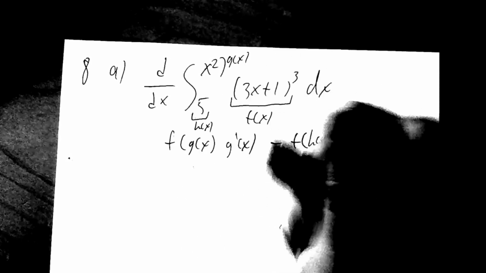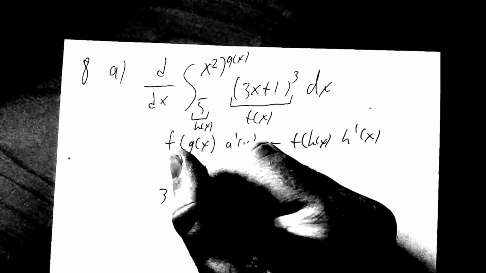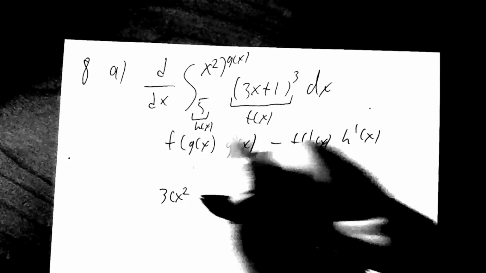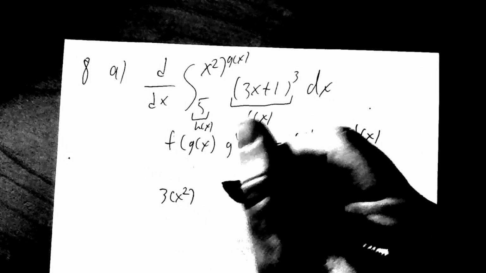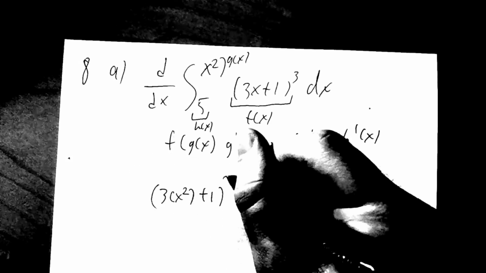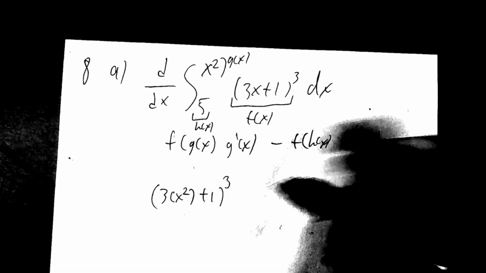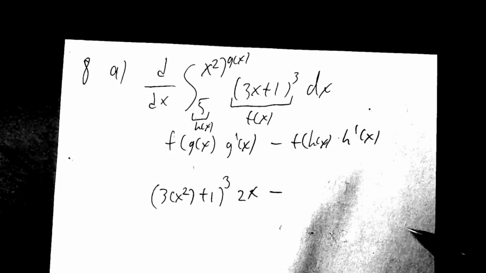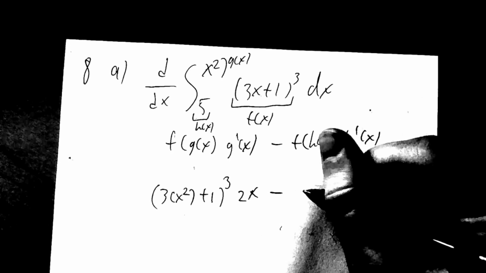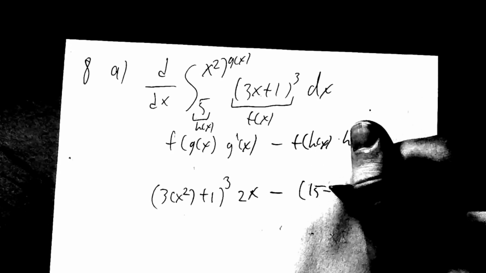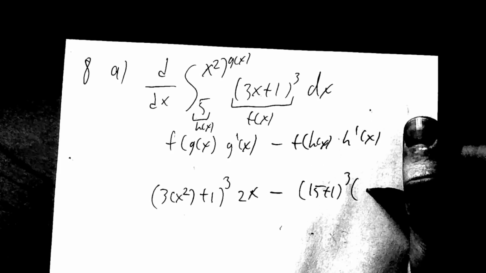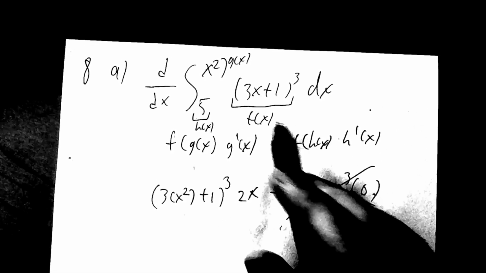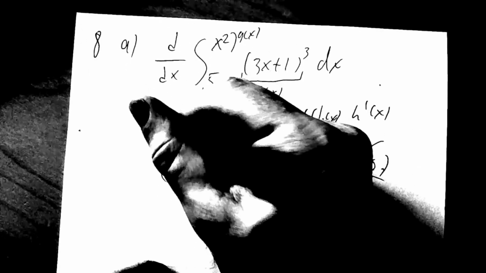So it's going to be 3, and then the x is going to be x squared. So put an x squared in there. (3x squared plus 1) to the third times the derivative of x squared, which is 2x. And I'll write this out, but I don't need to, and I'll show you why. Minus, it would be (15 plus 1) to the third times the derivative of 5, which would be 0. So this cancels out because the derivative of 5 is 0. This is my answer here, okay?